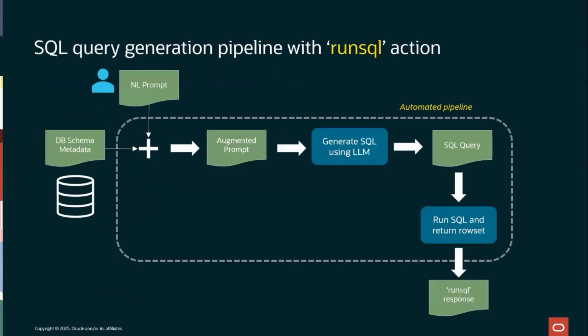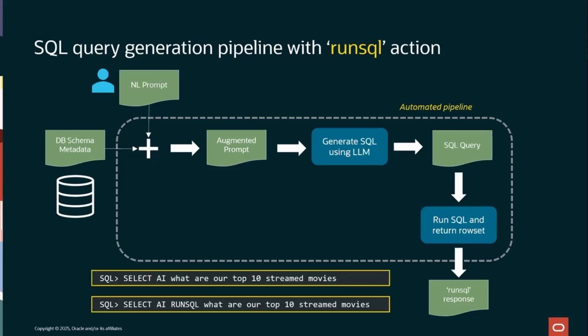Now, in addition to show SQL, there are several other Select AI actions that you can use. The default is run SQL, which takes the generated query and runs it in the database to produce a row set, which is returned to the user. And it's worth noting that Oracle security policies enforce data access rules as for any other SQL query.